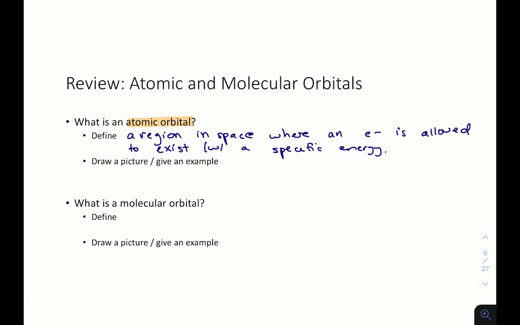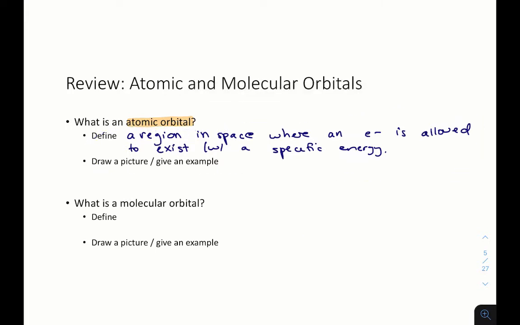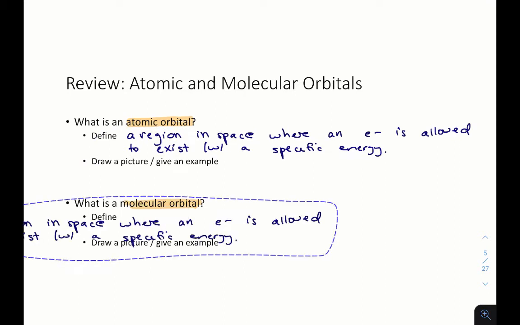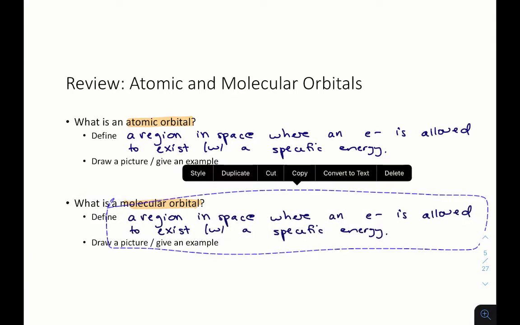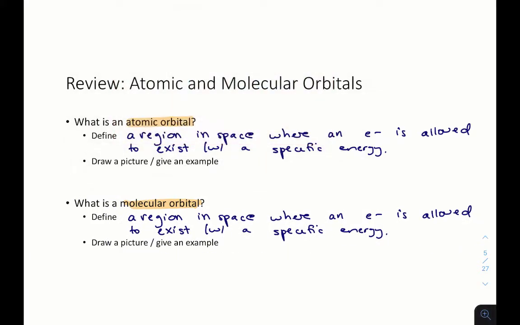An atomic orbital is a region in space where an electron is allowed to exist and has a specific energy. What's a molecular orbital? Skip down to the next question. What is a molecular orbital? Yes, it is also a region in space where an electron is allowed to exist with a specific energy. So what are the differences between atomic orbitals and molecular orbitals?